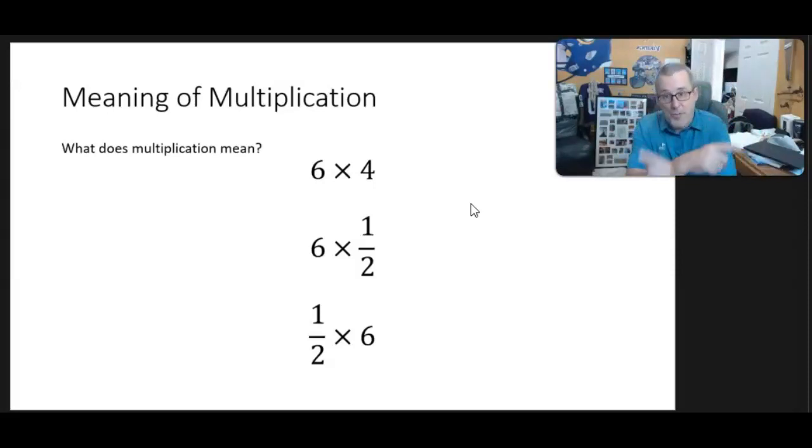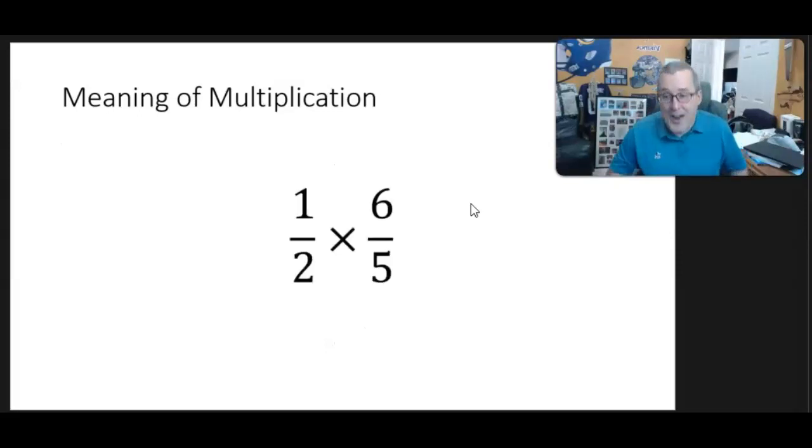Now, if you do the commutative property, you can do a half times 6. You can take a half and add it 6 times. A half and a half is a whole, a half and a half is a whole, a half and a half is a whole. So we can get to 3 that way. That's good. But 6 times a half.